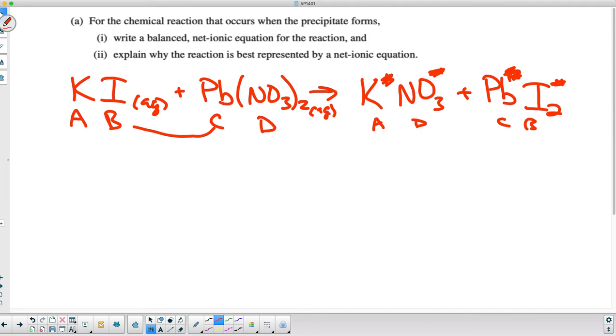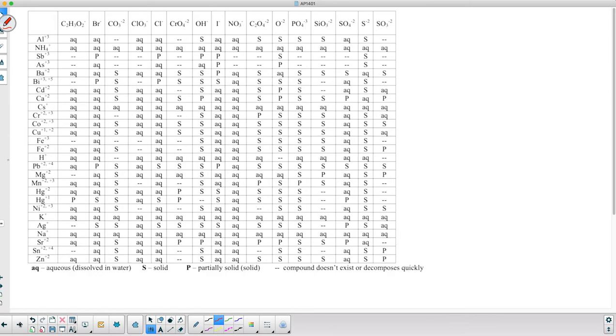So we have aqueous for KI, we have aqueous for Pb(NO3)2. Now we take a look at this, and I attach this to the homework, I attach this to the assignment. This is the solubility chart. So the solubility chart here, my first compound that I produced is potassium. And if you take a look at potassium, they are all AQs all the way across, which means potassium does not form a solid that does not dissolve in water.